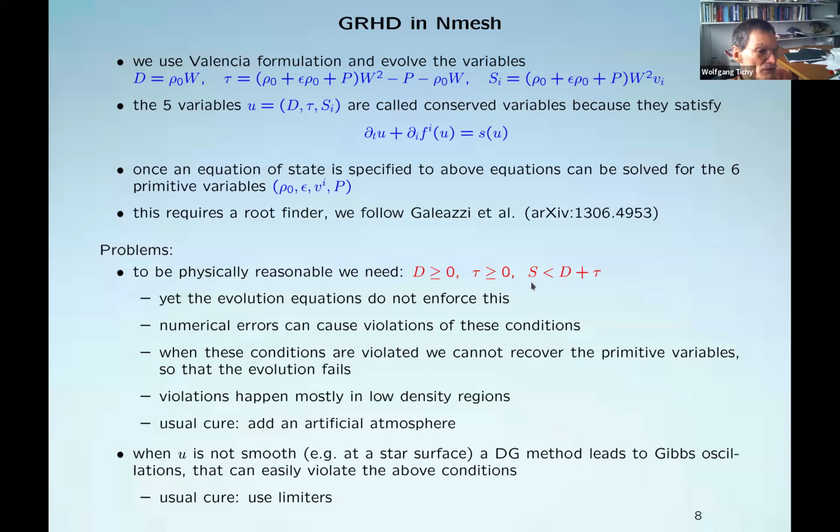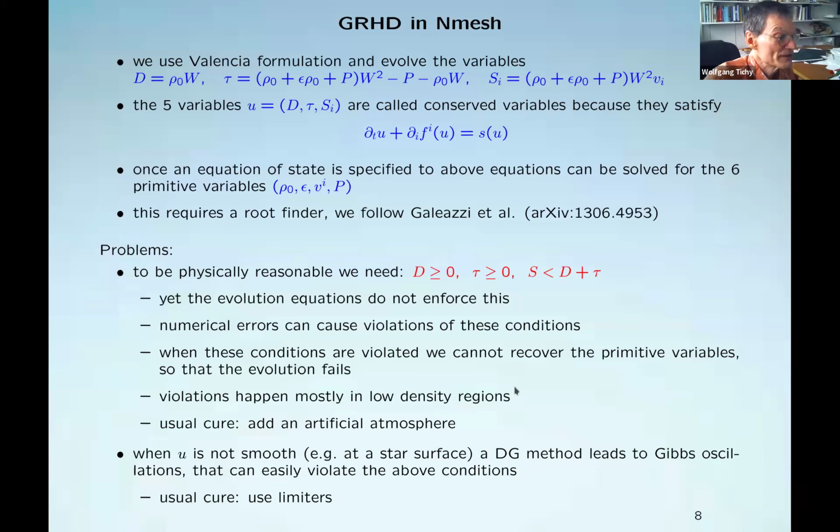So it can happen that when you evolve for a while, suddenly the mass density becomes negative at one point or something like this. And then we couldn't recover the primitive variables, and we have a problem. I should say this happens mainly in low density regions. If the density is high enough, that usually does not happen. And the usual cure, what most people do, is add an artificial atmosphere to raise the density to a certain level everywhere, even outside the stars, so that the hope is the density never gets so low that this problem occurs.